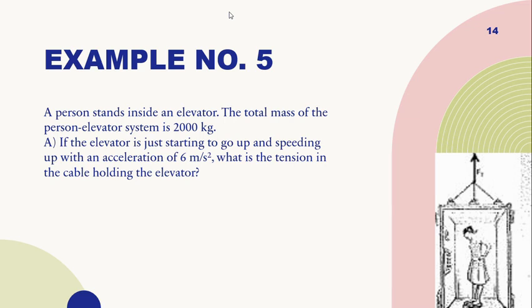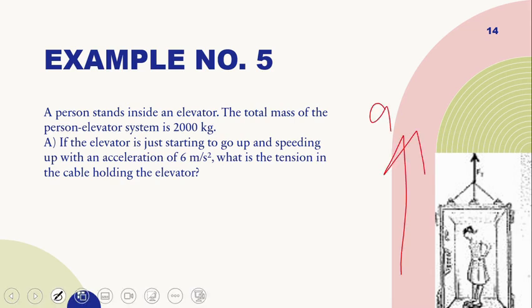Example number 5. A person stands inside an elevator. The total mass of the person elevator system is 2,000 kilograms. If the elevator is just starting to go up and is speeding up with an acceleration of 6 meters per second squared, what is the tension in the cable holding the elevator? So when you're speeding up, acceleration points in your direction of motion, which in this case is up. And this means that the net force also points up.